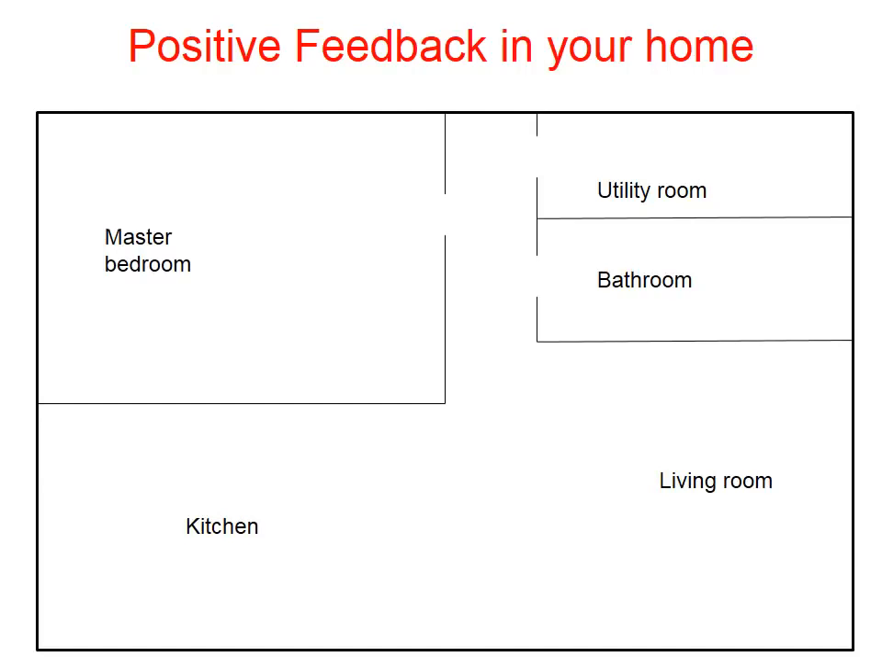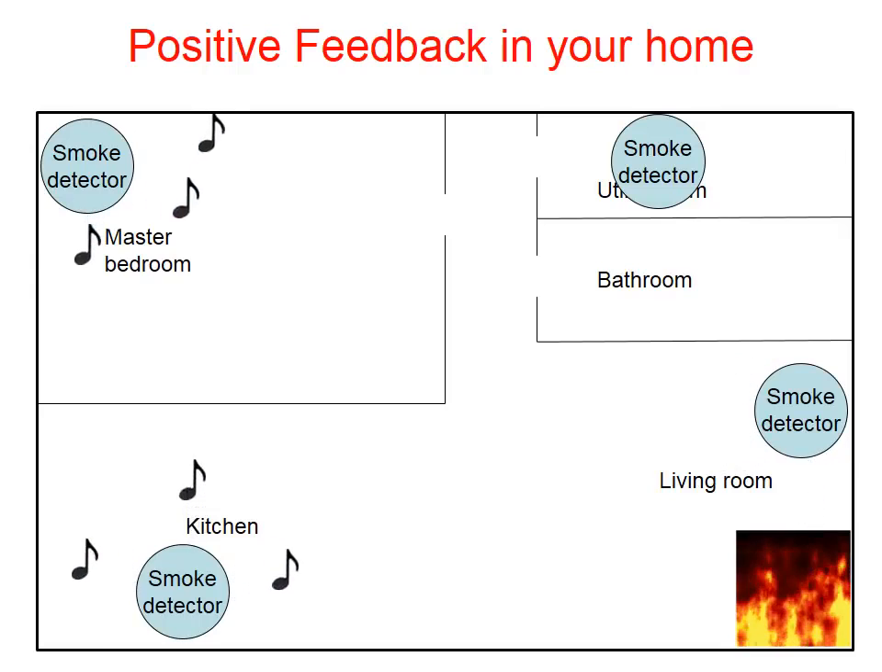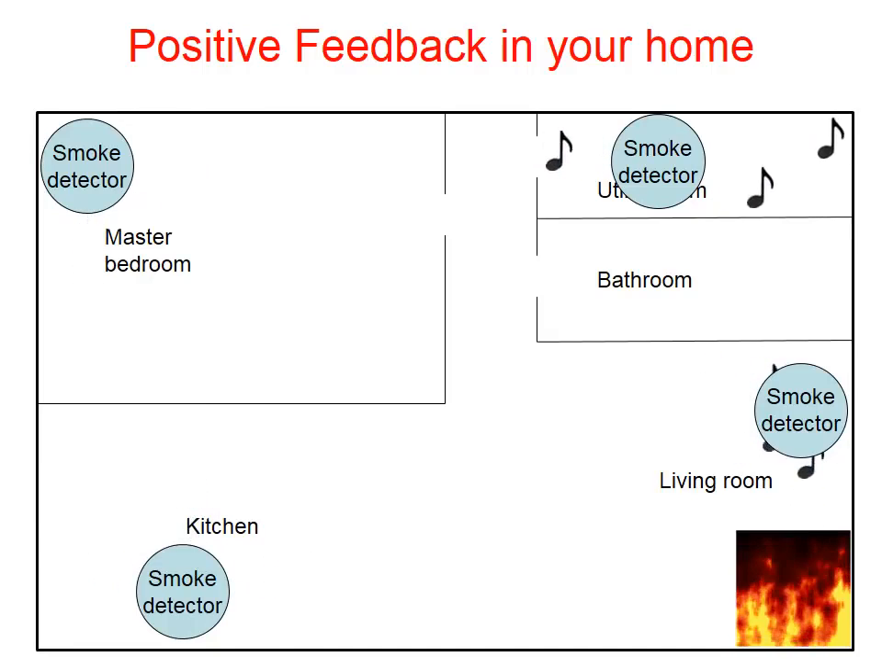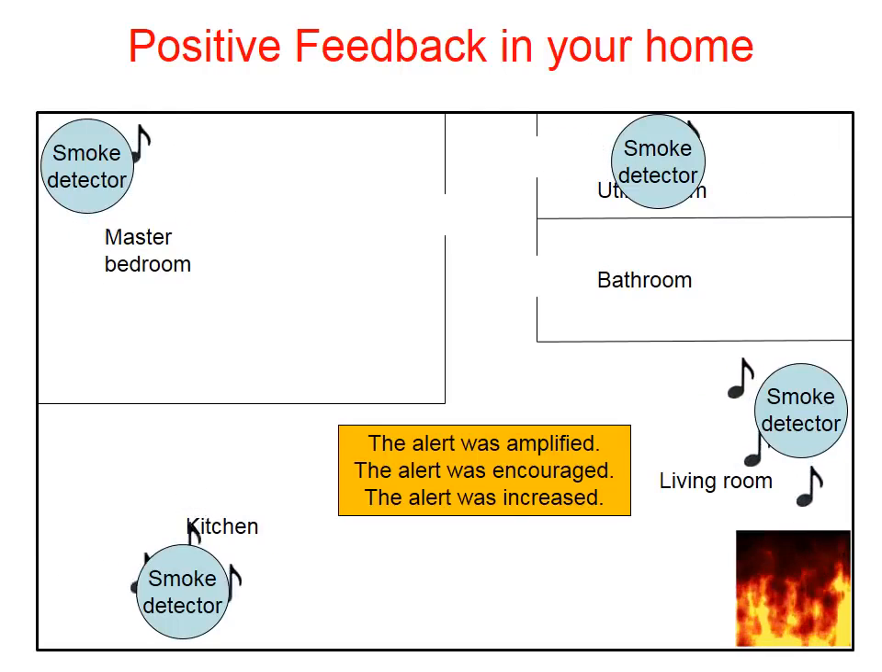A good analogy of positive feedback in our home is the use of smoke detectors. You have a smoke detector in every room of your house, and let's say a fire begins in the living room. Well, the smoke detector nearest to the fire will probably be the one that activates first and turns on the loud, piercing alert noise. But positive feedback is different than negative. Positive feedback encourages the alert. So one by one, all the other smoke detectors will turn on and activate the loud, piercing noise to hopefully wake everybody up to get everyone to safety. Notice how the alert was amplified. It was encouraged. It was increased.